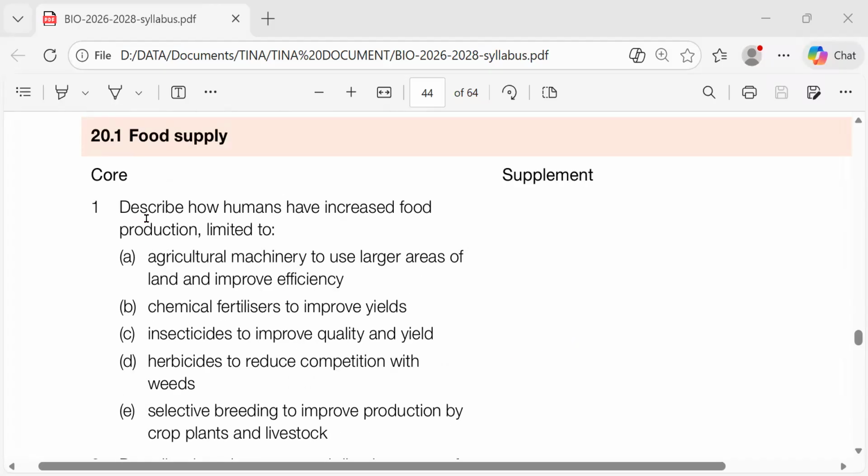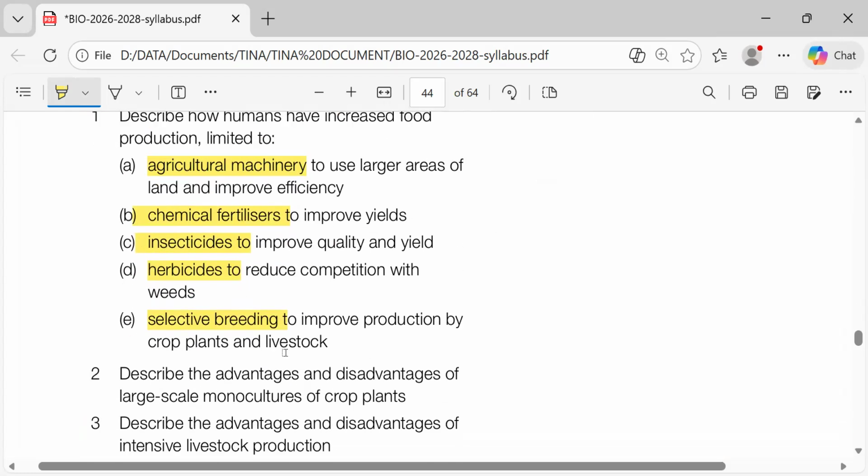How can humans increase food production so that everybody gets food? So agricultural machinery, what I talked about just now. Chemical fertilizer, NPK, remember? Insecticides is to kill insects, herbicide is to kill weeds, and selective breeding we learned before. All right, so this is to make sure everybody gets more food.